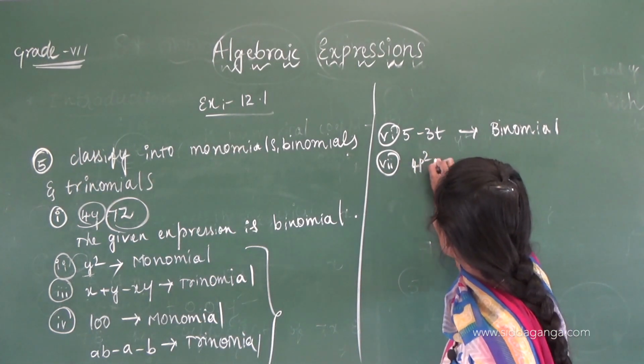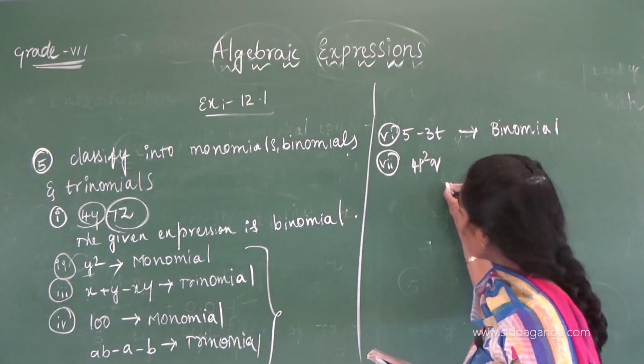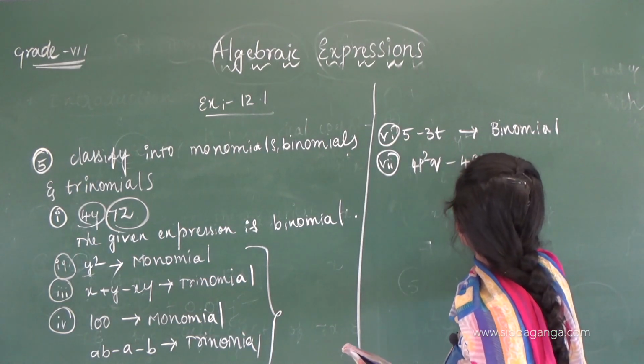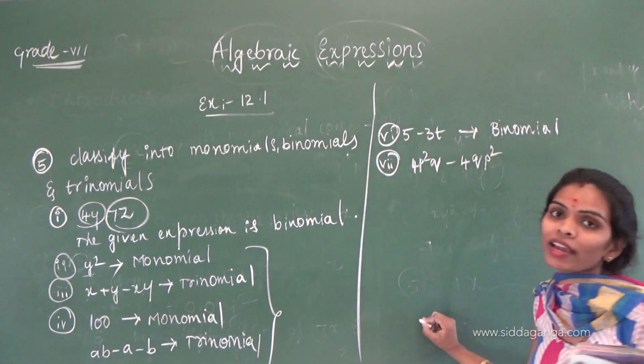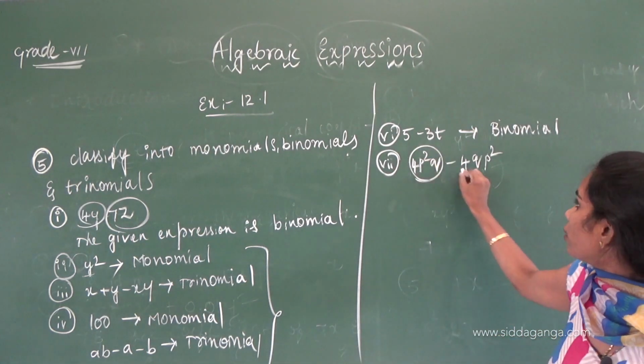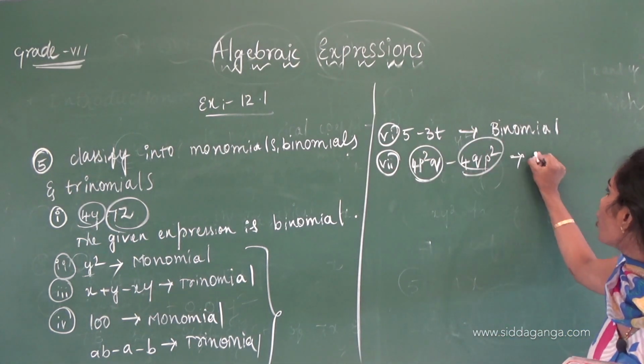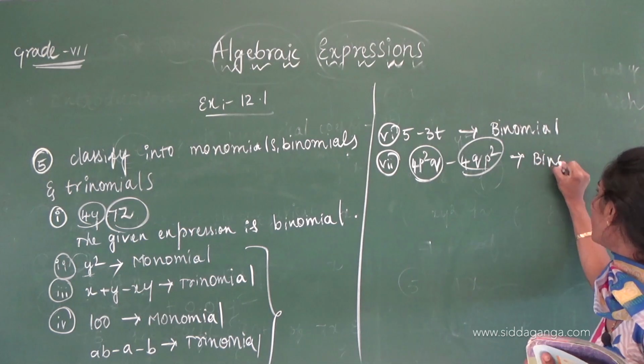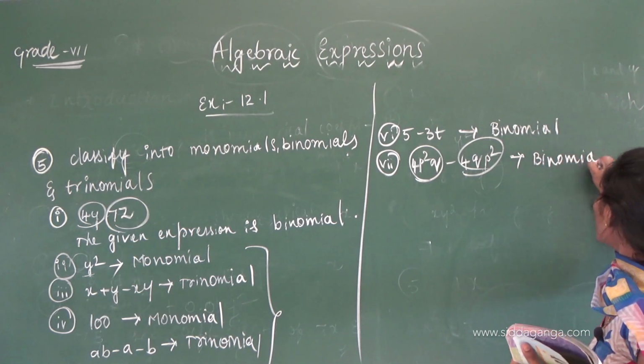4t square cube minus 4 cube p square. How many terms are there? 2 terms are there, correct? 2 terms are there. Therefore, the given expression is a binomial.